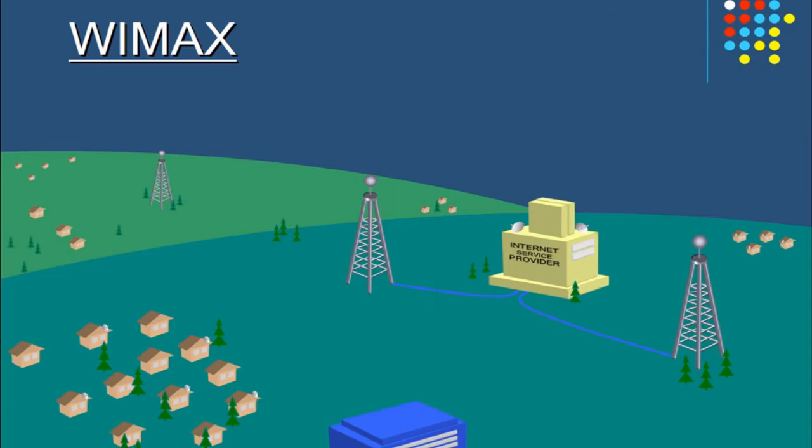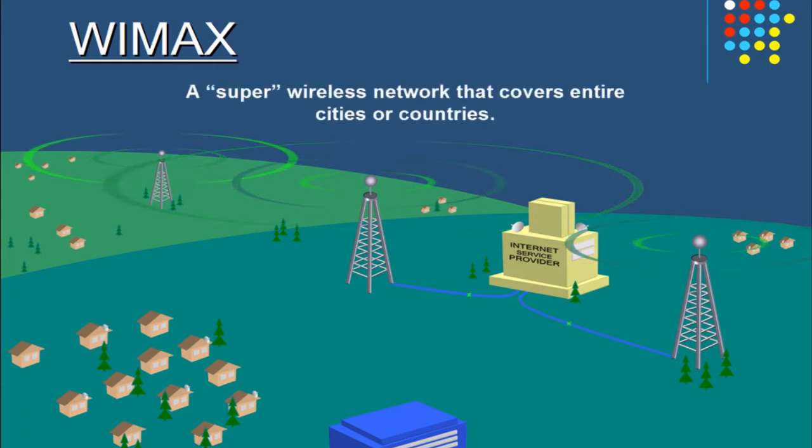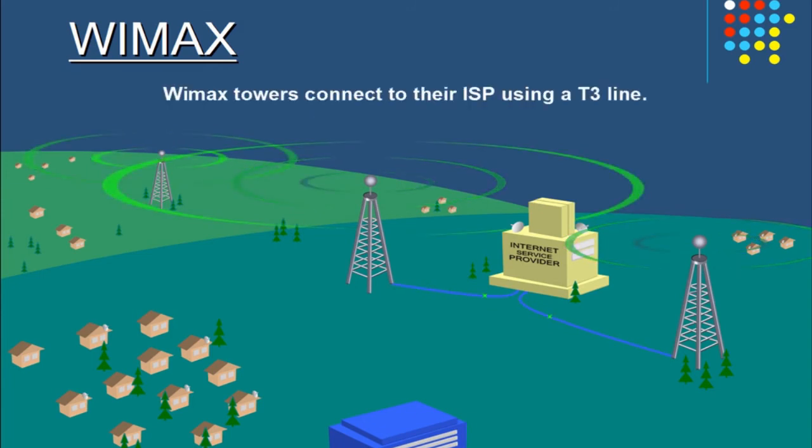Another broadband internet technology is called WiMAX. And much like your home wireless network, where it covers your home, WiMAX covers much larger areas. WiMAX is basically a super wireless network that can cover entire cities or countries. WiMAX works with WiMAX towers that are scattered in different geographical locations. And these towers directly connect to an internet service provider, typically with a T3 line. Each tower covers a certain area, just like a cell phone tower does.